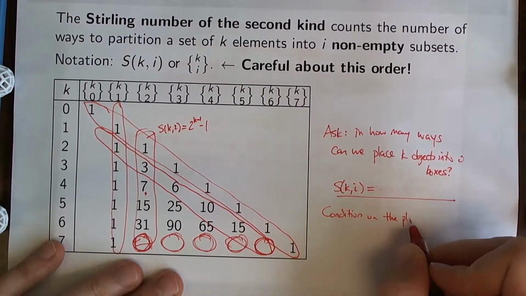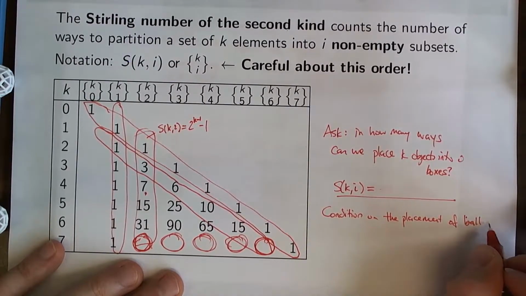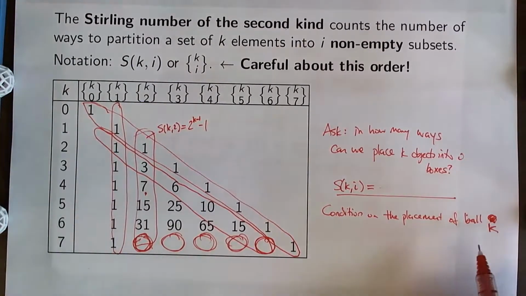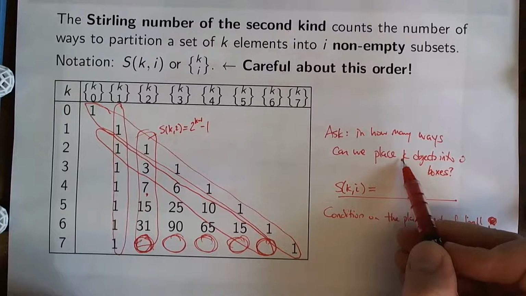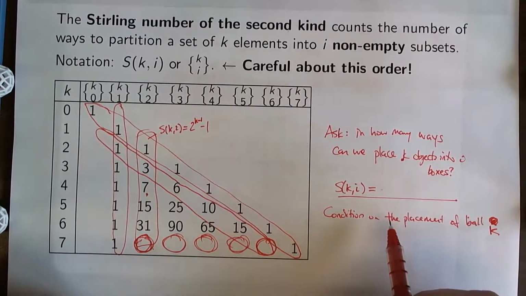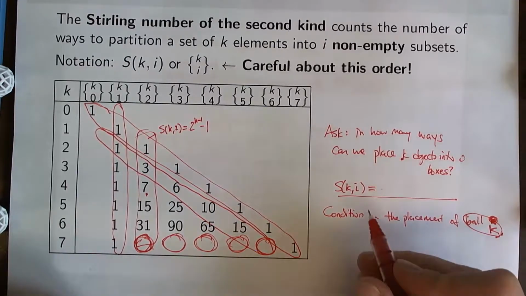on the placement of ball k. Wait, am I right about that? I think I'm not right about that. I think I want to place ball i. No, k objects. Let me make sure I'm set here. k elements into i subsets. And we want to place ball k. Right, so we're going to place ball k.